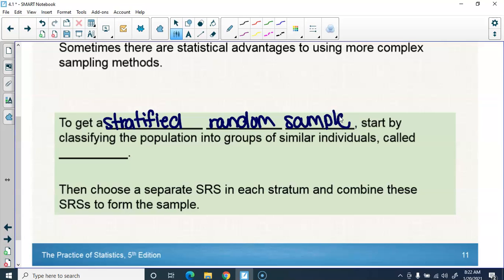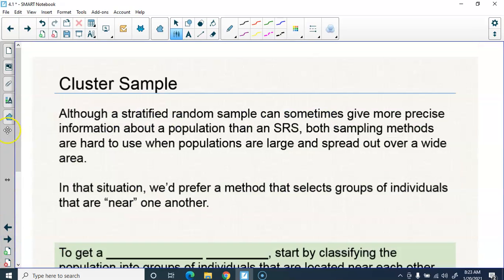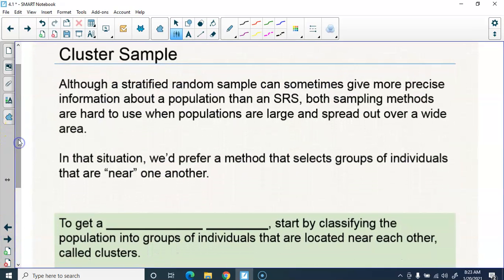first what we do is take our population and divide it into groups of similar individuals, and those groups are called strata. Then what we want to do from there is choose simple random samples inside each stratum so that our simple random sample is made of smaller groups, but all those smaller groups have something in common, and that ensures our simple random sample is diverse.